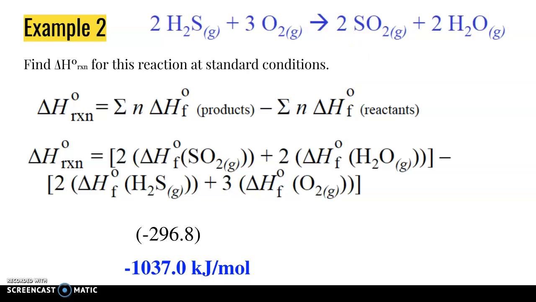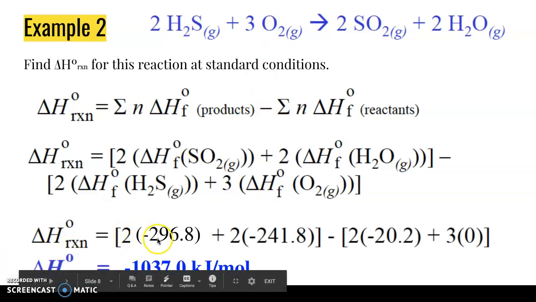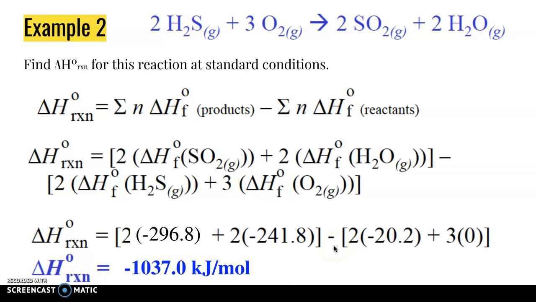The only thing here that is in its standard state is O2, so that will be 0. The rest you will need to go to the back of the textbook to plug in. So here we have 2 times the heat of formation of SO2 plus 2 times the heat of formation of water, minus 2 times the heat of formation of hydrosulfuric acid plus 3 times 0. The overall standard enthalpy of the reaction is negative 1037 kilojoules per mole.